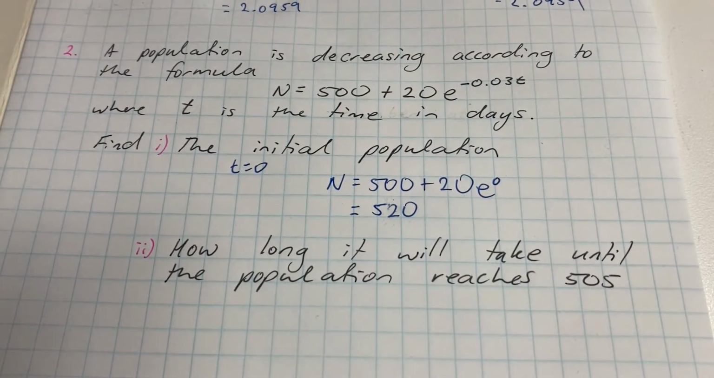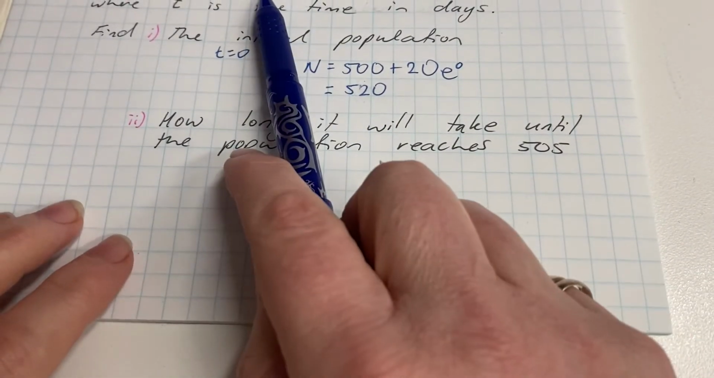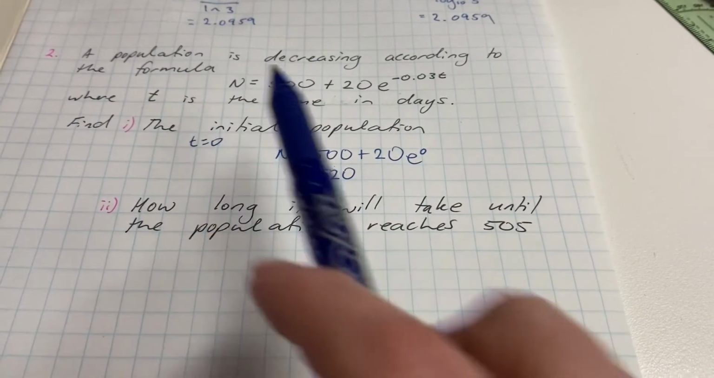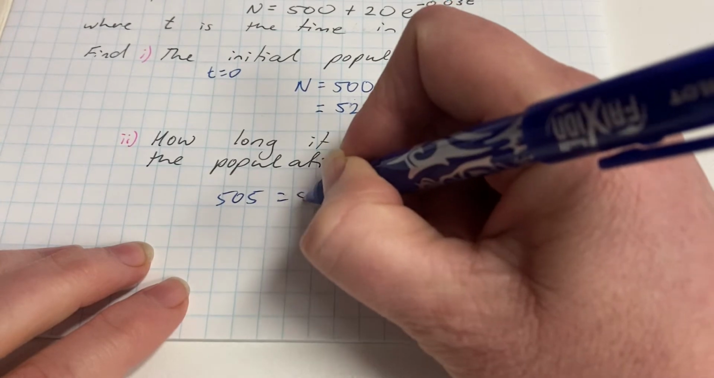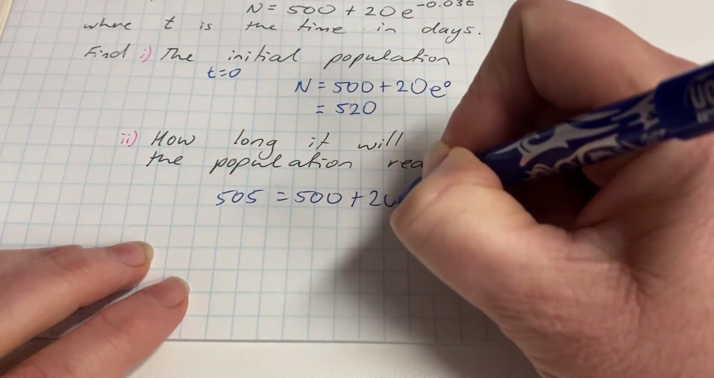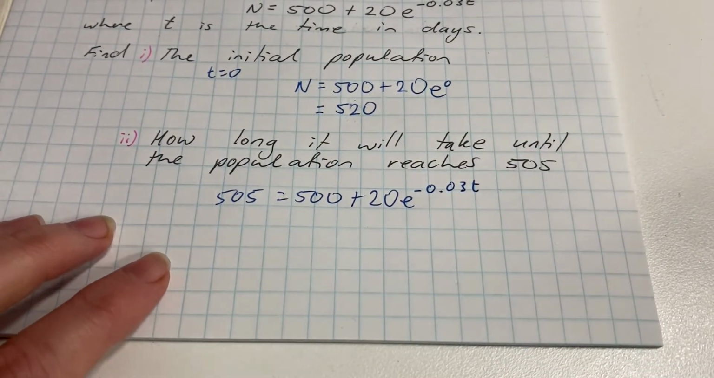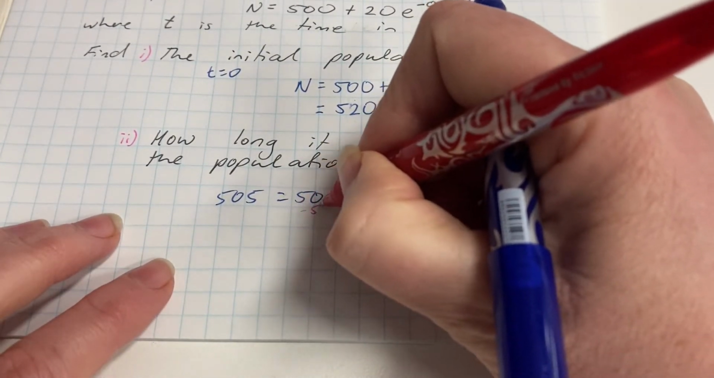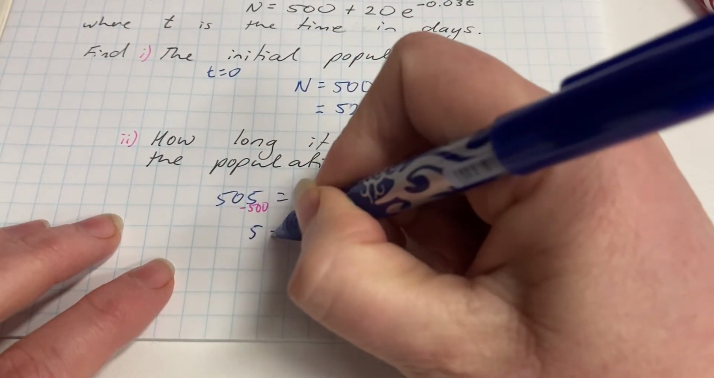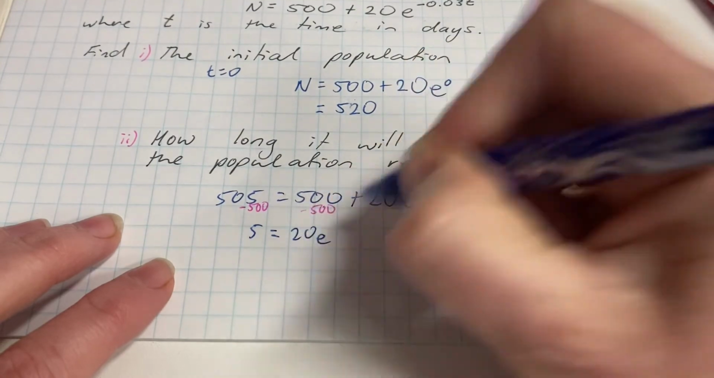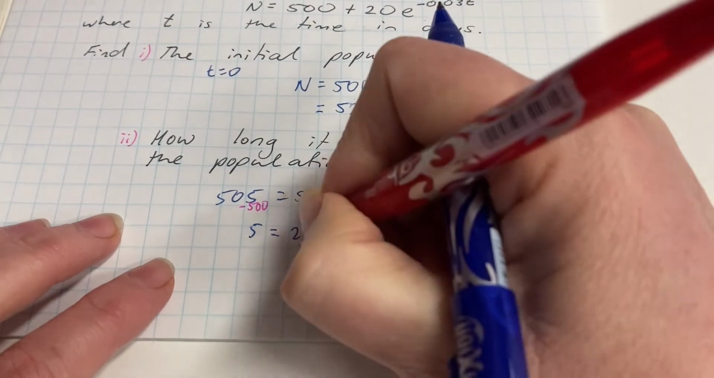Okay, how long will it take until the population reaches 505? So if we put 505 into our equation instead of n to solve that, the equation becomes 505 equals 500 plus 20e to the negative 0.03t. We need to subtract 500 off each side, so minus 500 minus 500. So this side is 5 equals 20e to the negative 0.03t. I'm going to divide each side by 20.